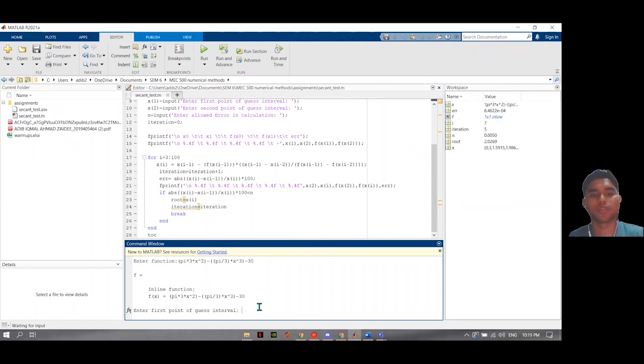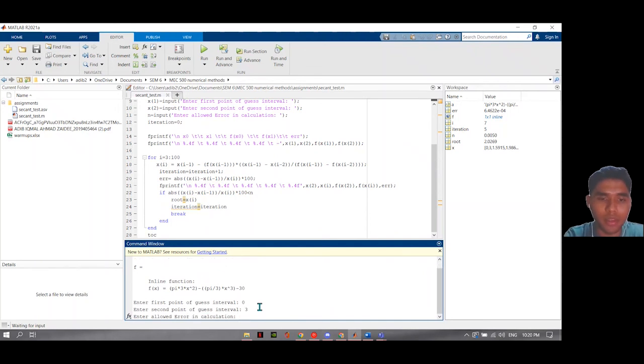Enter the first point of the guess interval: we take 0. Enter the second point of the guess interval: we take 3. And the allowable error is 0.5%, which is 0.005. Enter. There you go.